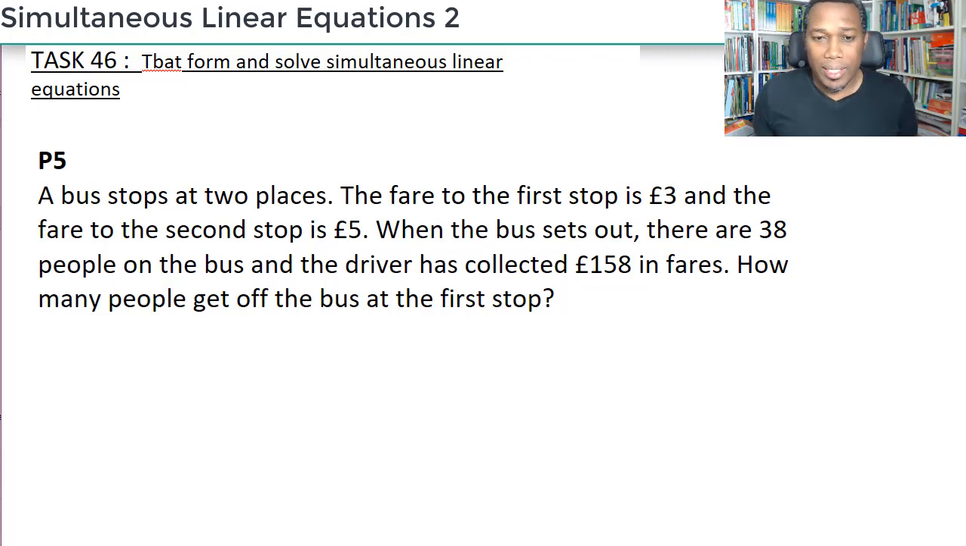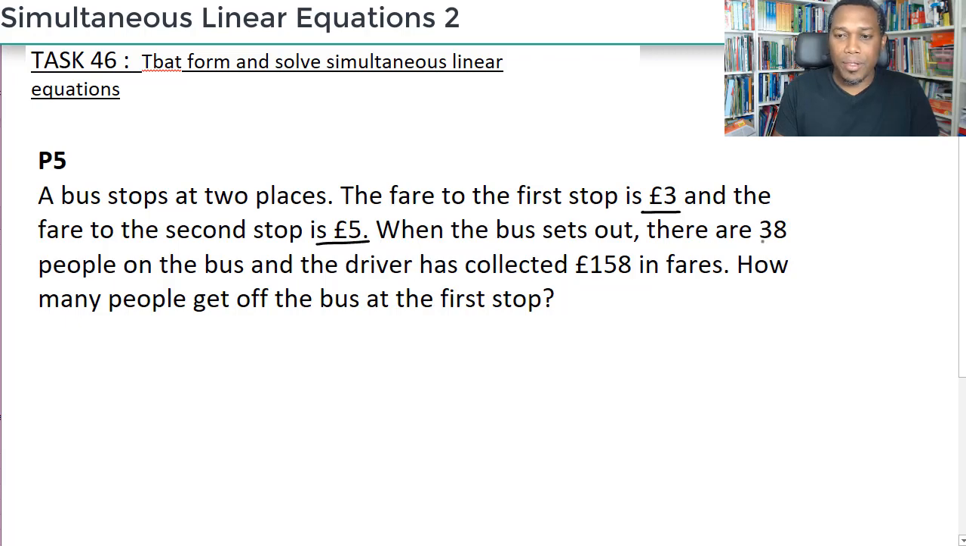Right, you've had a chance to work on it, so let's build on this here. The bus stops at 2 places. The fare at the first stop is £3, and the fare at the second stop is £5. When the bus sets out, there are 38 people on the bus, and the driver has collected £158. And we want the number of people that get off. Interesting wording, yeah? How many people get off the bus? Modeling this, you've got to really understand the language. So we're thinking about people.